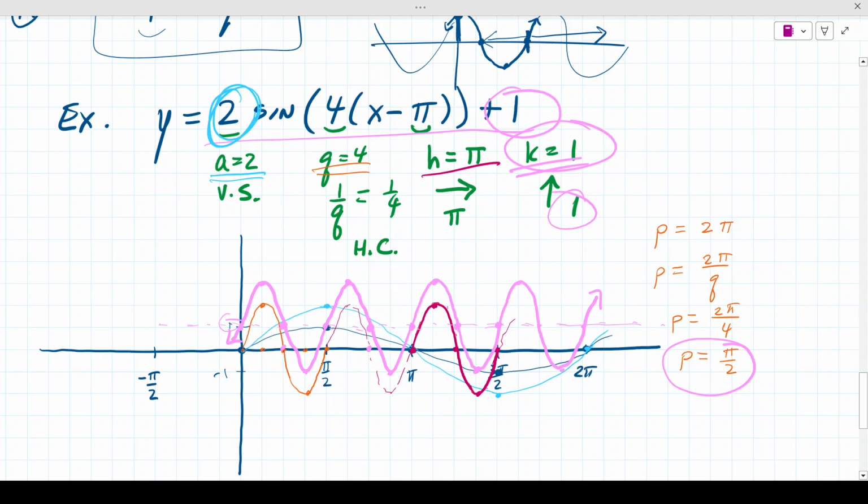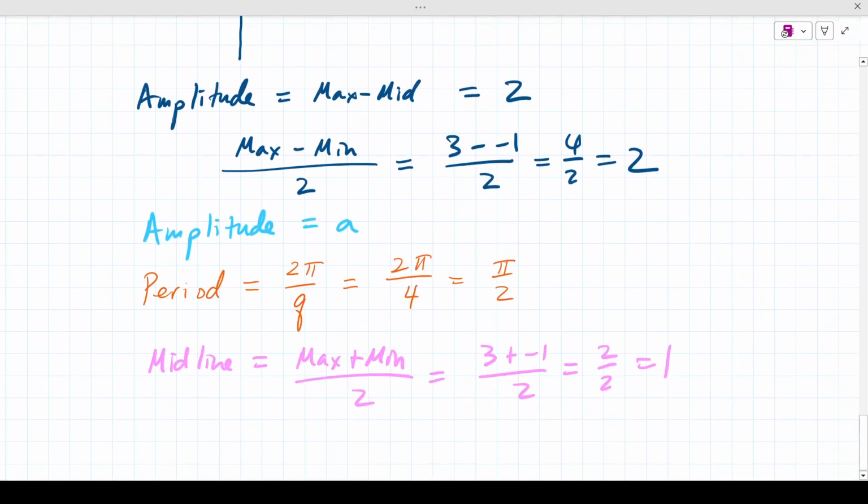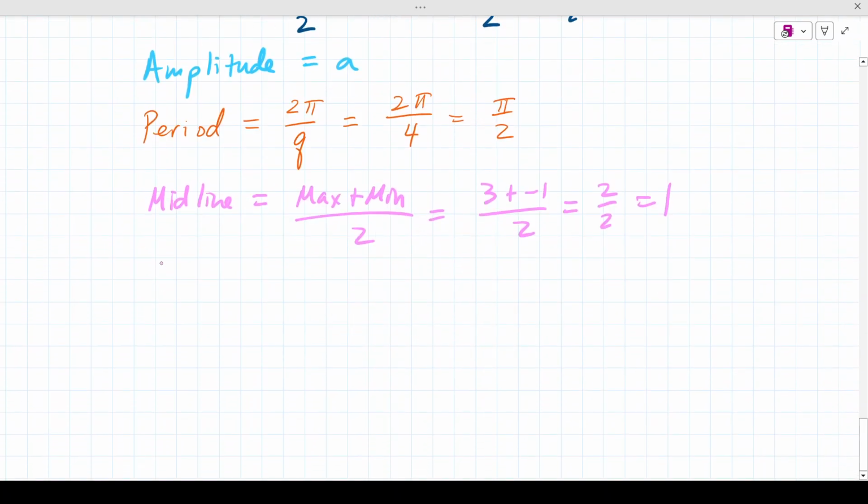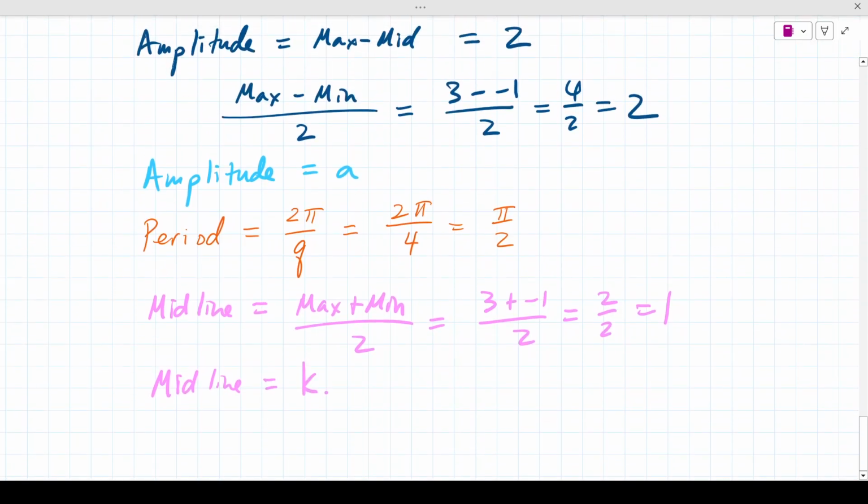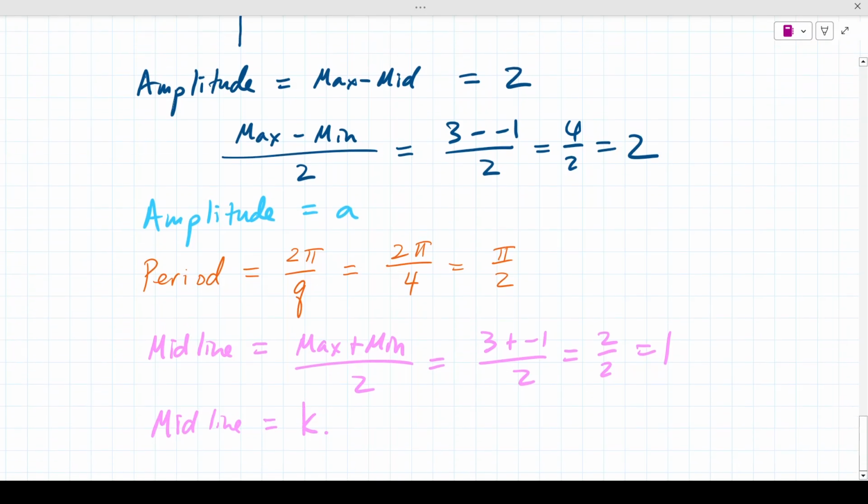Okay, for a sinusoidal. And for many other functions too. Well, no, that depends. But certainly for a sinusoidal, that means for a sine or a cosine. Okay, so this midline here is K.